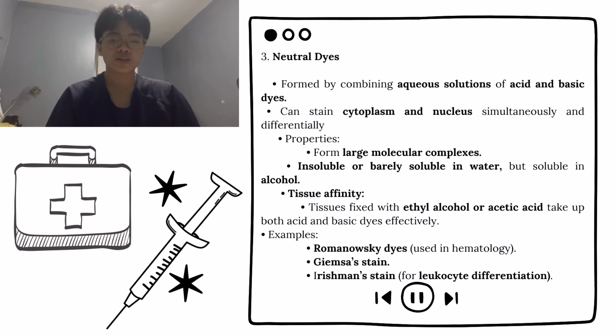Properties: form large molecular complexes, mostly insoluble or slightly soluble in water but soluble in alcohol. Tissue affinity: tissues fixed with ethyl alcohol or acetic acid absorb both acid and basic dyes well. Example, Romanowski dyes used in hematology: Giemsa stain, Leishman stains for leukocyte differentiation.